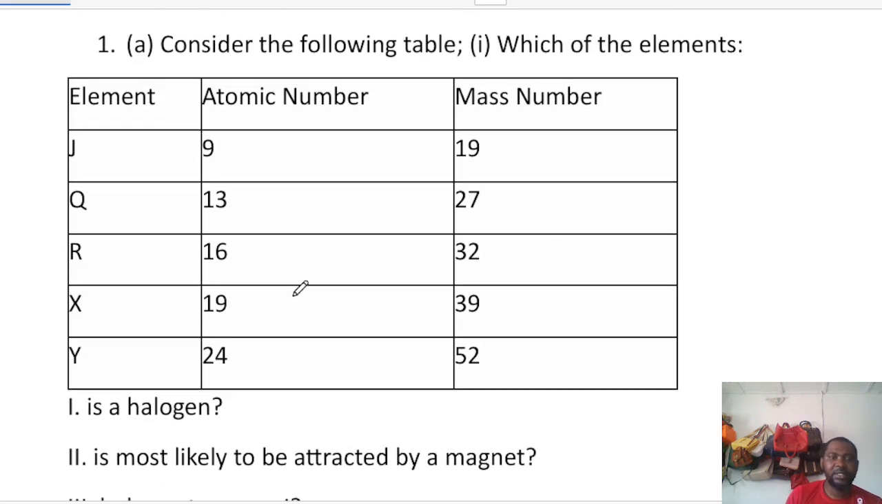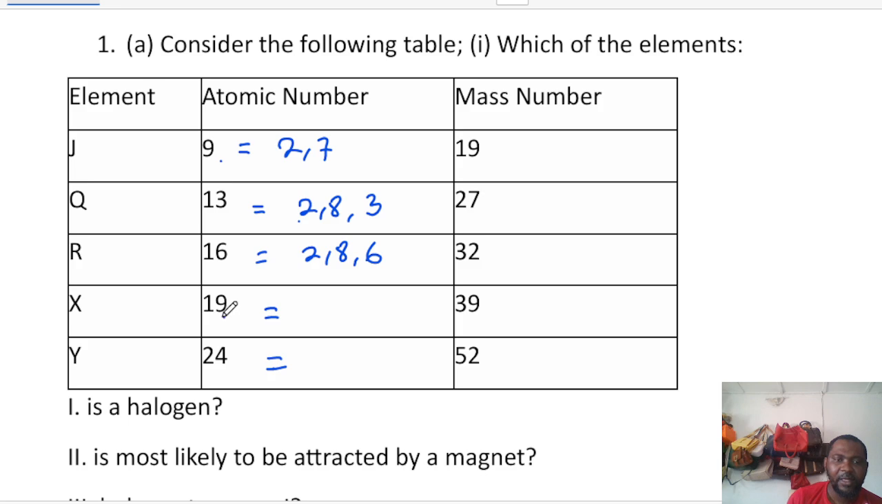So let's go. To answer a question like this, I usually reduce the atomic number and write the electronic configuration. It can reveal a lot instead of cramming. For example, the configuration for this is 2, 7. The configuration for this is 2, 8, 3. 2 plus 8 is 10, 10 plus 3 is 13. The configuration for this is 2, 8, 6. The configuration for this is 2, 8, 9.